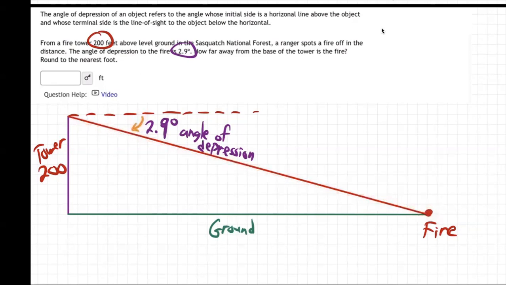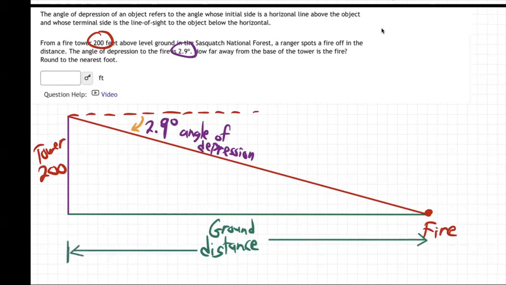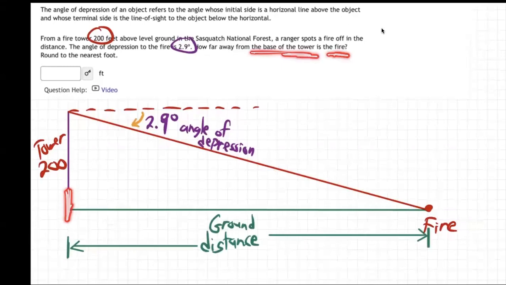So they want us to find out this distance down here. Right here, all the way there, right from the base of the tower to the fire. So what it says, from the base of the tower is the fire. So here's the base of the tower. There's the fire. So what is this distance? That's what we want to try to find. What is that distance? Okay.